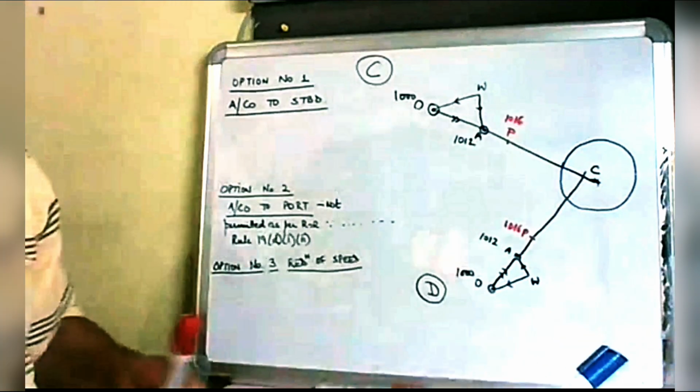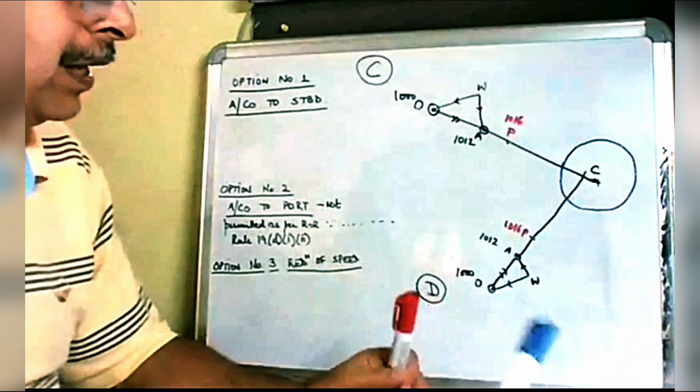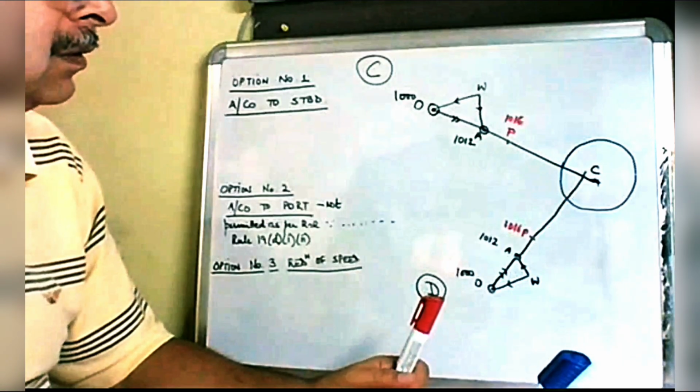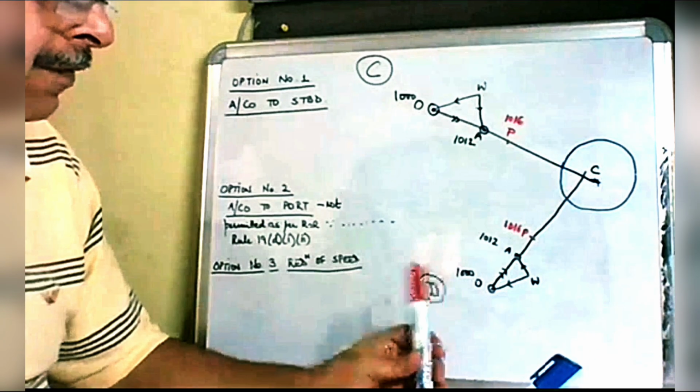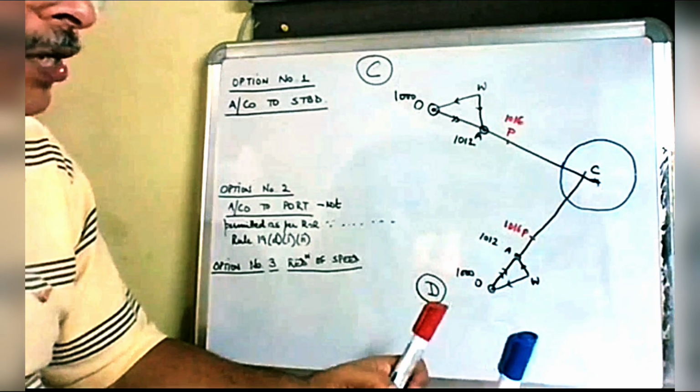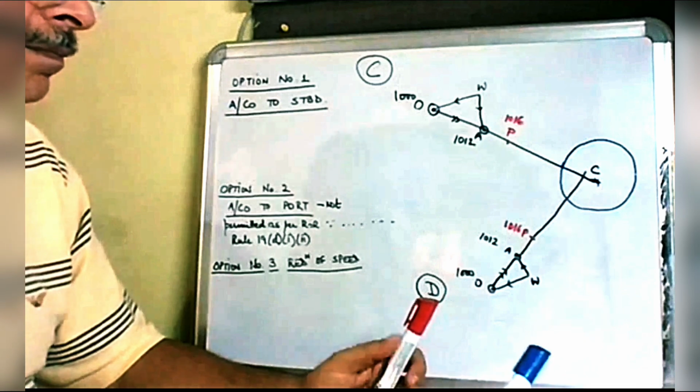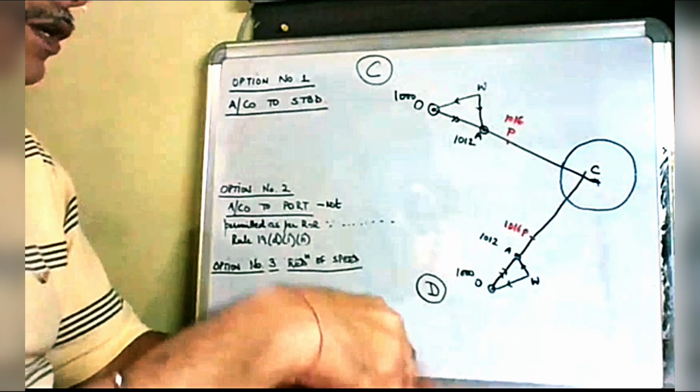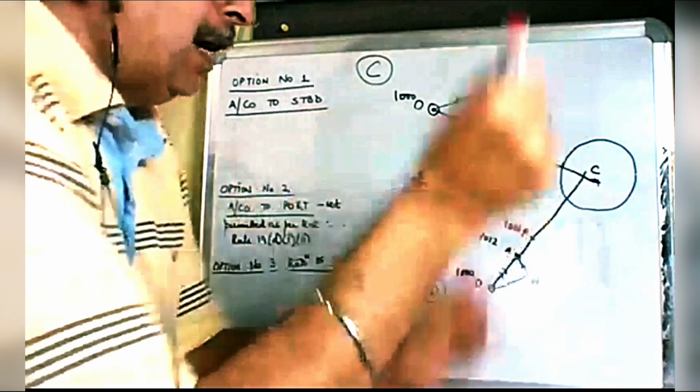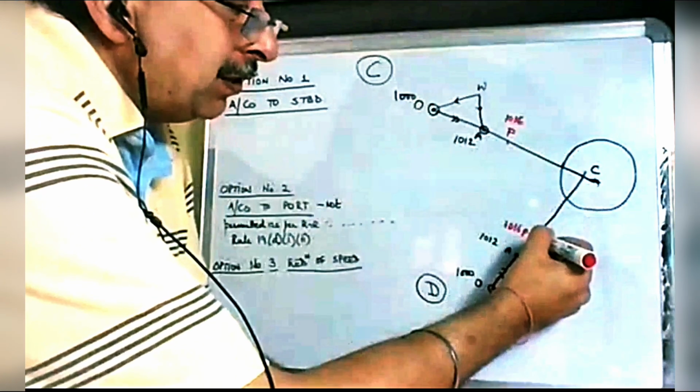So Delta is the bad guy. We are agreeing on that. So therefore I will start my tangent drawing for Delta. So therefore for Delta I draw my tangent.